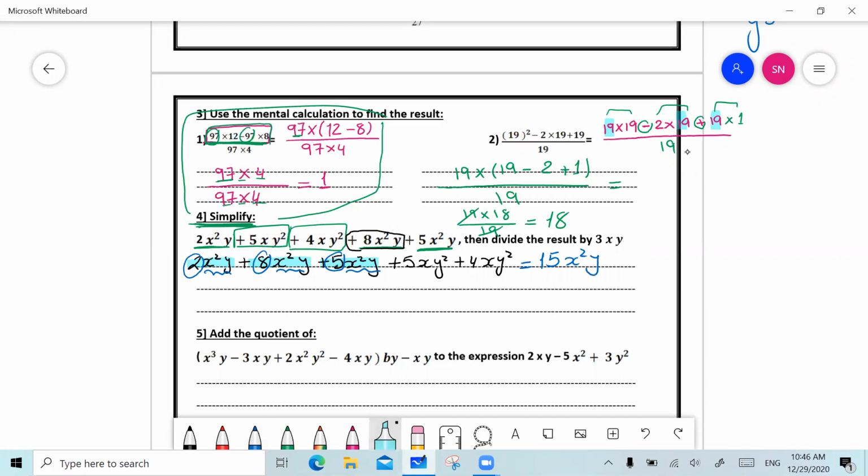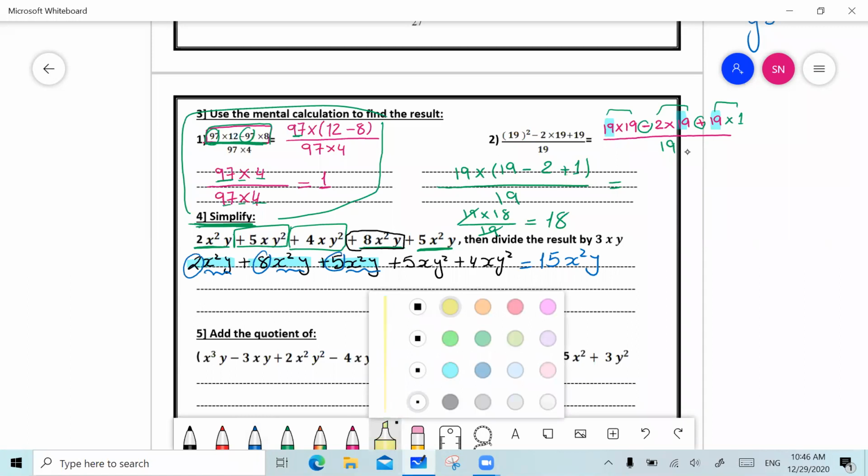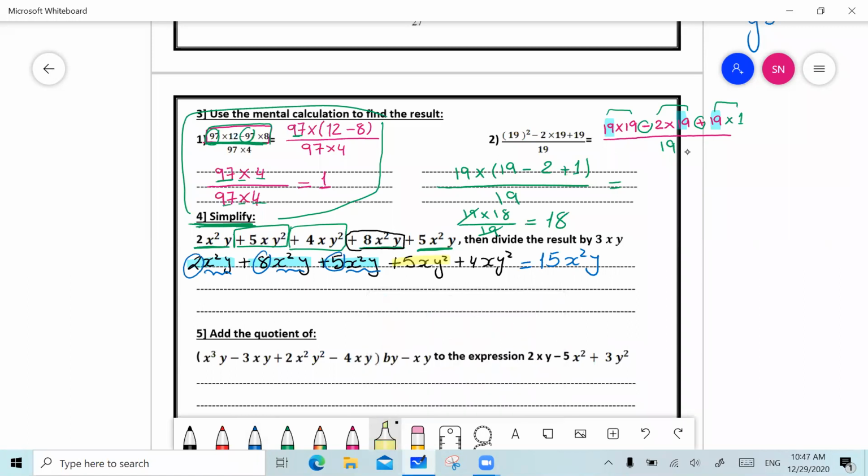And then I'm going to combine the other two like terms. Positive 5xy squared, positive 4xy squared. So now I'm going to combine the like terms, adding only the coefficient, positive 5 plus 4, this is equal to positive 9. And the variables remain as they are when I am adding.